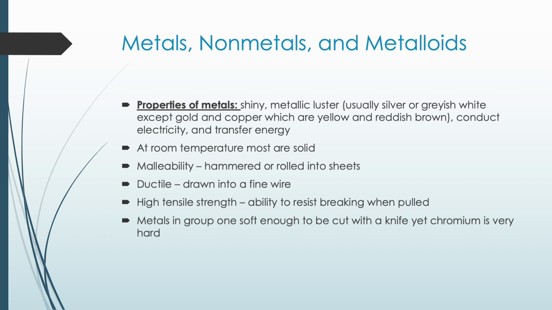At room temperature, most of the metals are solids. Metals are malleable, meaning they can be hammered or rolled into a sheet. Metals are ductile, meaning they can be drawn into a thin, fine wire. Metals have a high tensile strength, meaning they have the ability to resist breaking when pulled. Metals in group 1 are soft enough to be cut with a knife, yet chromium is extremely hard.